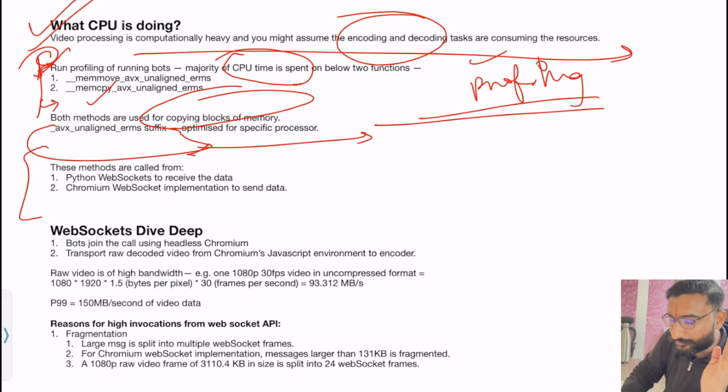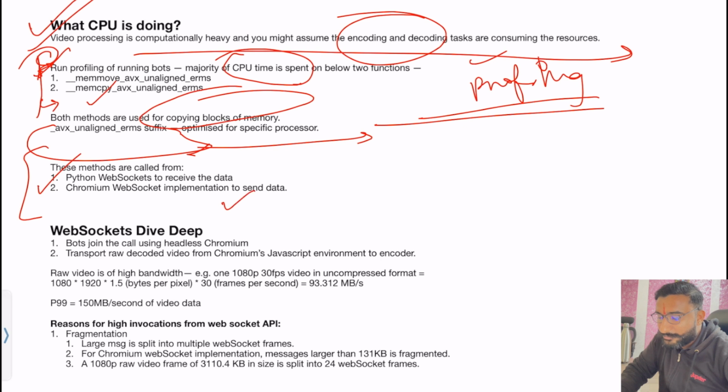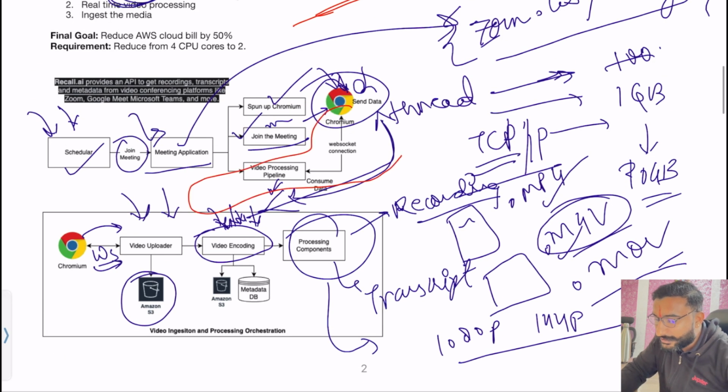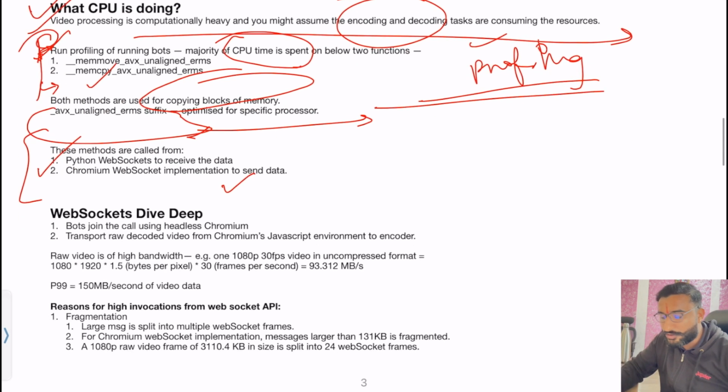Now we have to understand, if these methods are called so many times and the rate is high, where they are called from. So figure that out. They are called from Python WebSockets to receive data, and the Chromium WebSocket implementation to send data. So these functions are called in this pattern: the WebSocket connection is established, Chromium is sending some data, and the video processing pipeline is receiving data. This is where your functions are called.